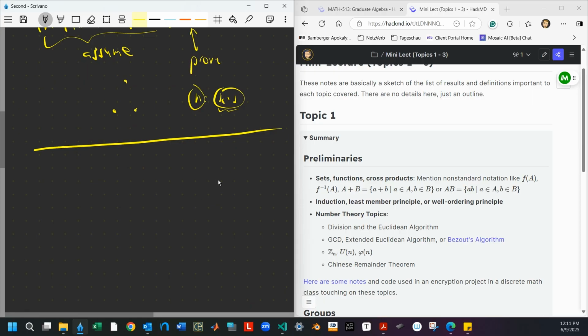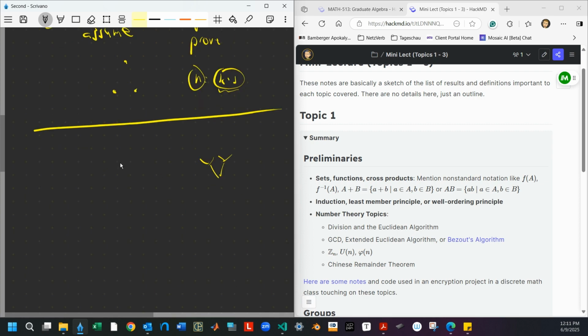And you use it for lots of things, like if I want to prove things for trees, you prove things for levels of trees. There are lots of things you use induction for.